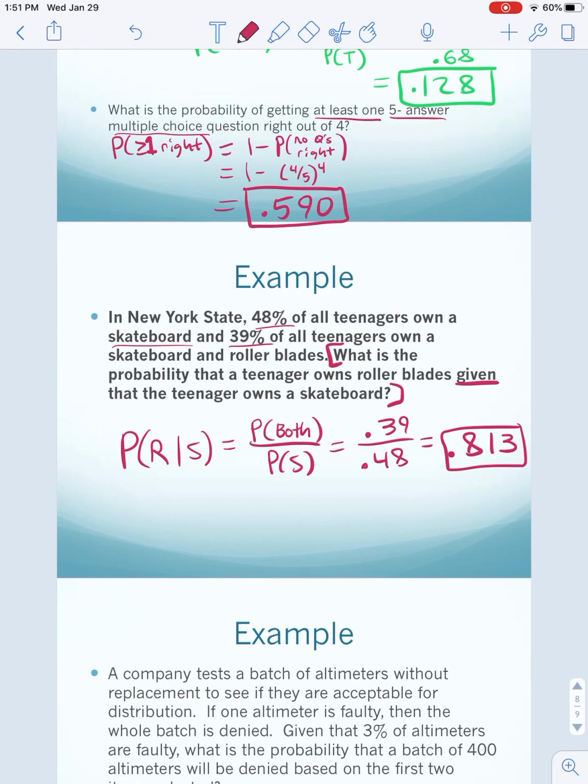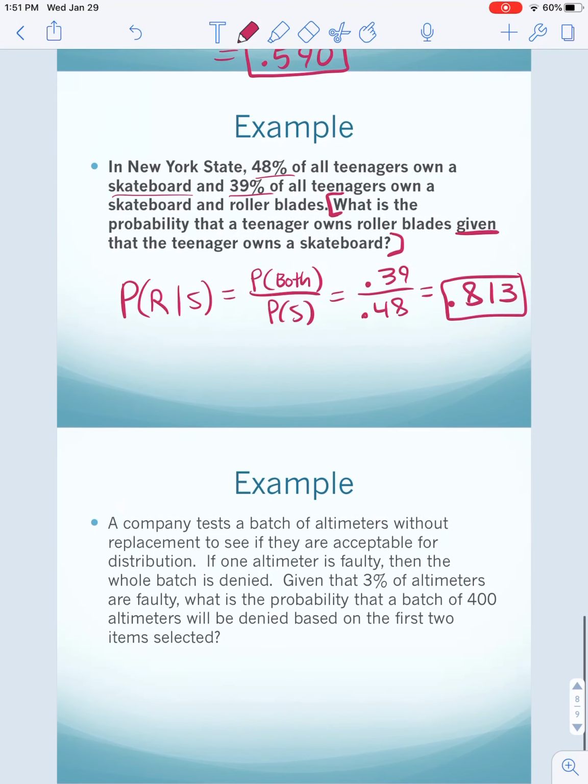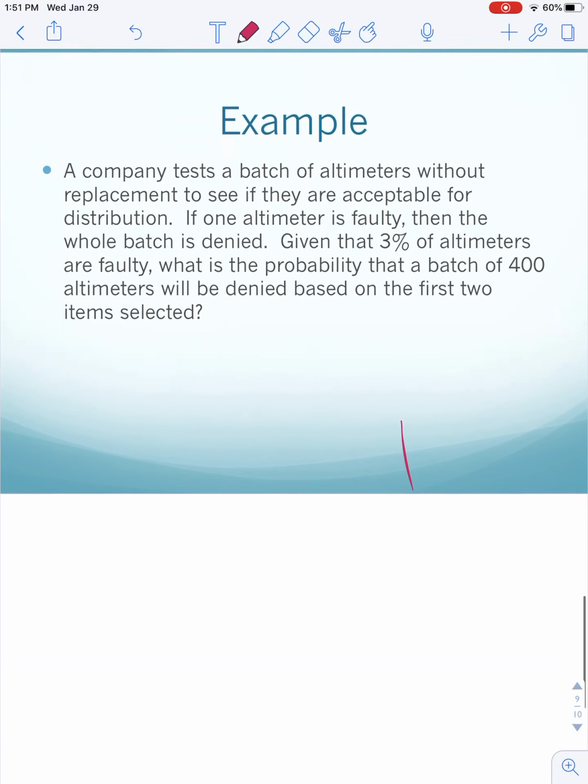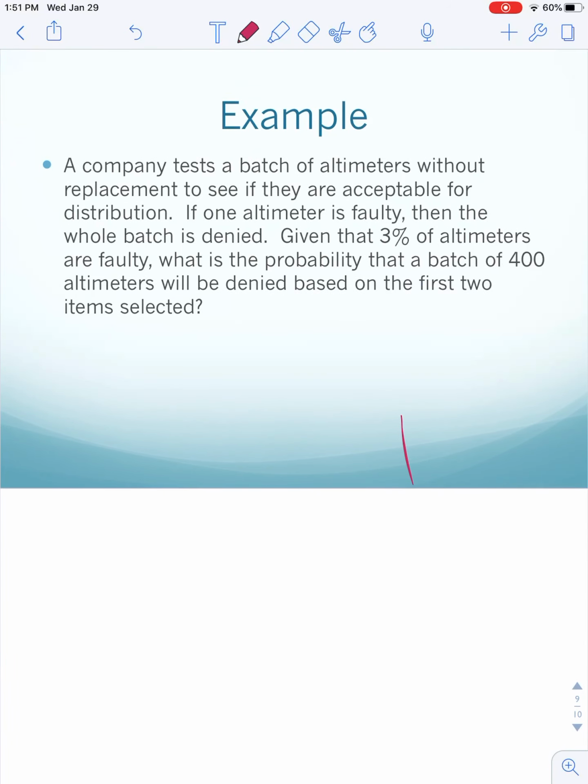So all these problems boil down to picking the right formula and then going and finding the information that satisfies that formula. So one more question. A company tests a batch of altimeters without replacement. That's key, without replacement. That means we're not independent, so probability is going to be affected, to see if they are acceptable for distribution. If one altimeter is faulty, then the whole batch is denied. Given that 3% of altimeters are faulty, what's the probability that a batch of 400 altimeters will be denied based on the first 2 items selected?